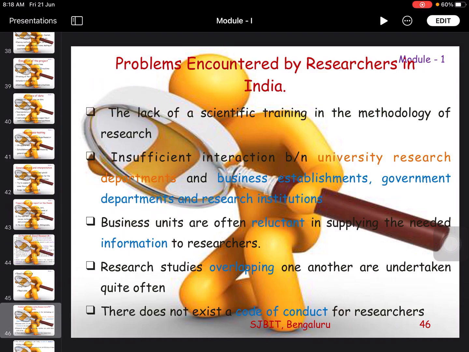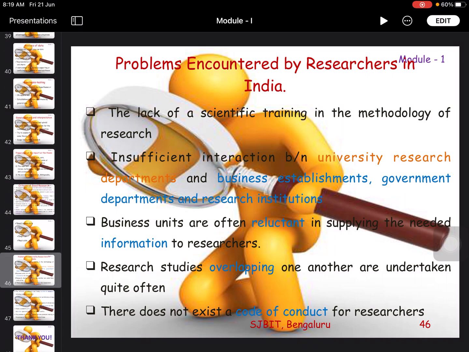Hence, it becomes more relevant in pursuing further. There are several problems encountered by researchers in India, especially because of the lack of training in scientific research. Insufficient interaction with the outside world is also a reason, including business establishments, government departments, research institutions. Business units are often reluctant in supplying the needed information to the researchers. Research studies overlapping one another are quite common. There does not exist a code of conduct for the researchers.